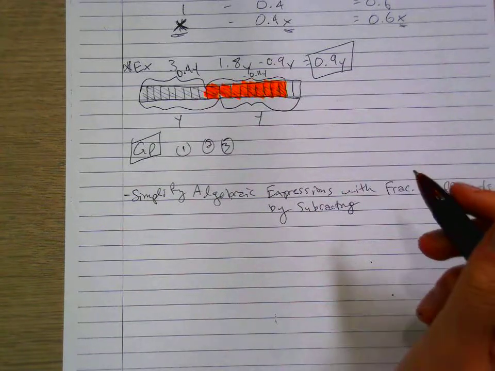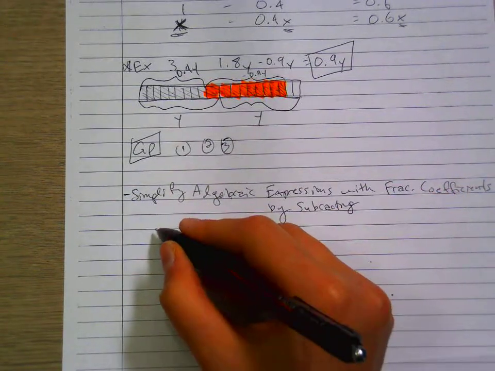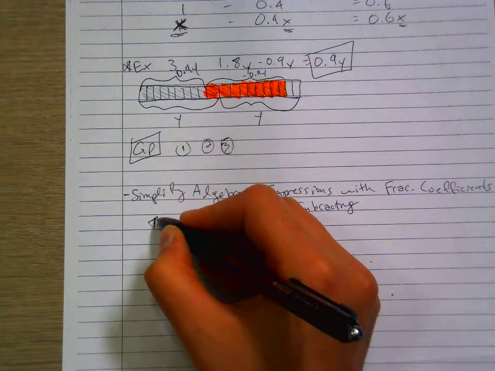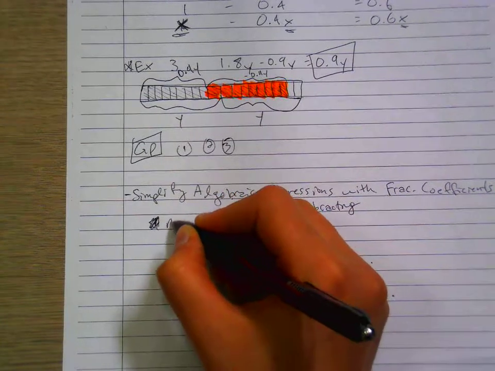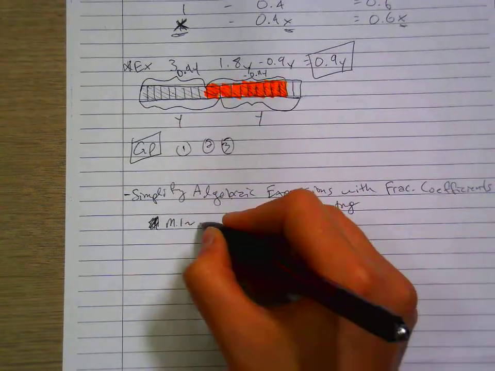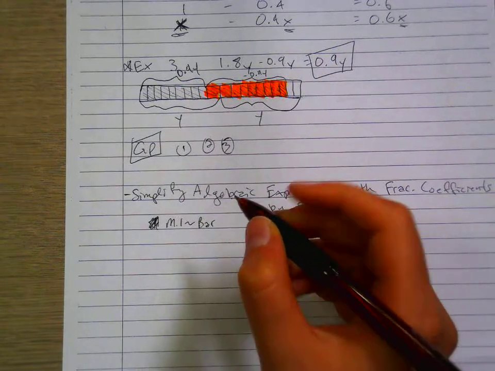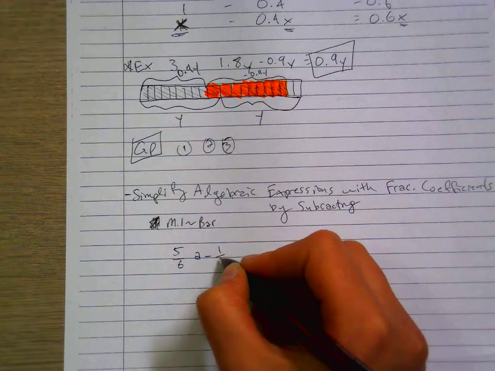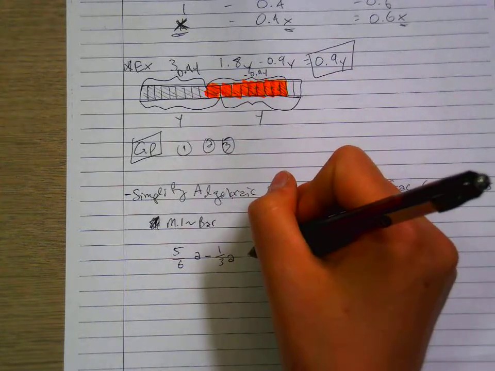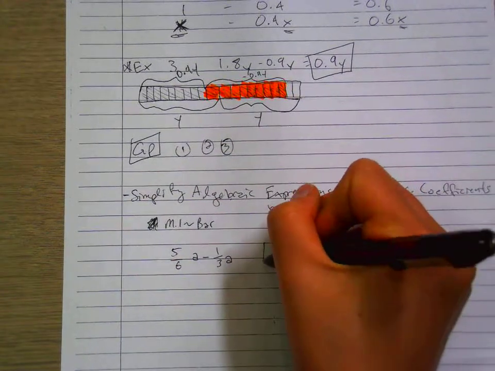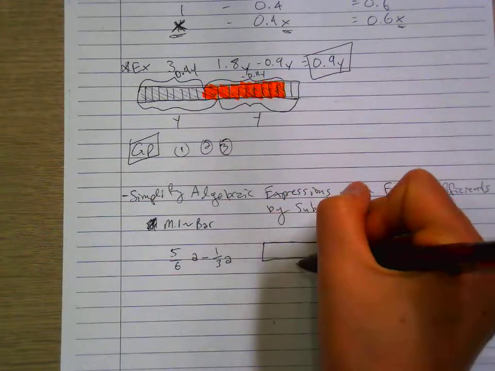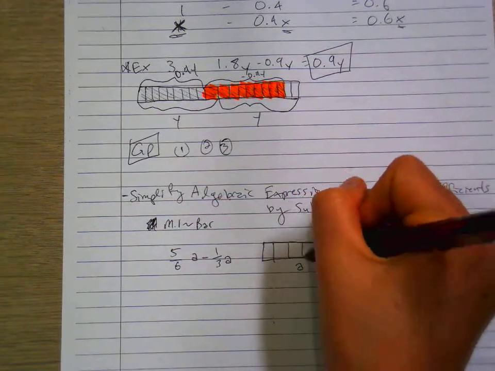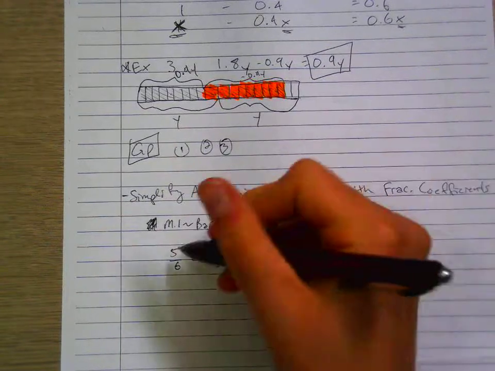Let's try the bar method first. Method 1, bar, and our problem is 5/6 a minus 1/3 a. So let's put these into bars. We have a bar here, and this whole thing is A, like 1A. Since there's 6 of them, we're going to divide into 6 parts, 1, 2, 3, 4, 5, 6. Now we have 5 of those, 1, 2, 3, 4, 5.